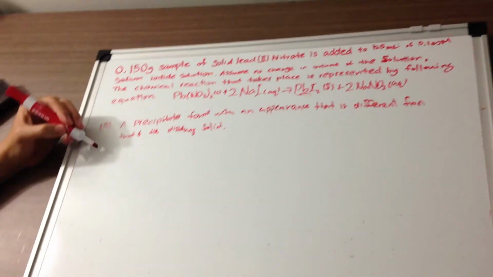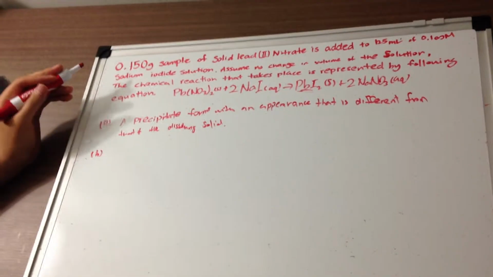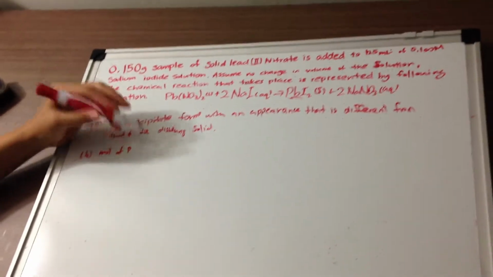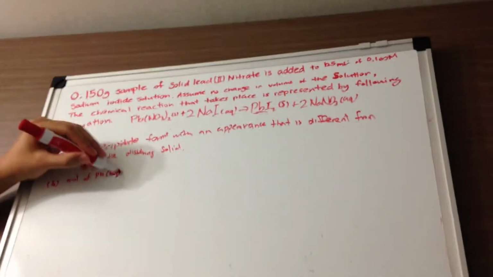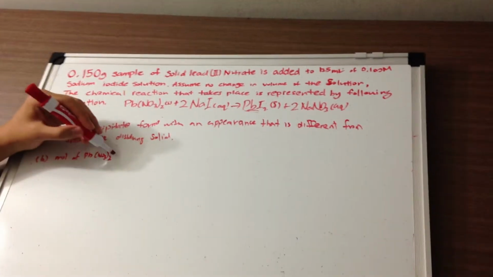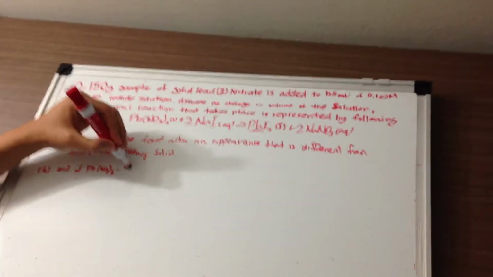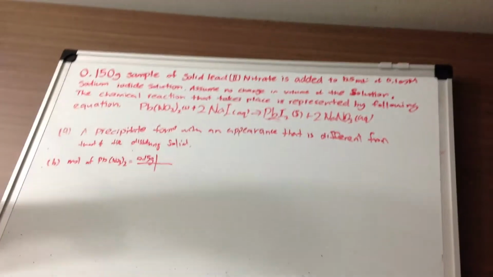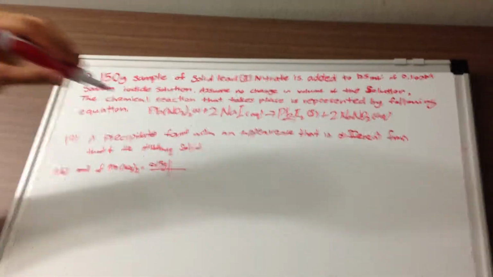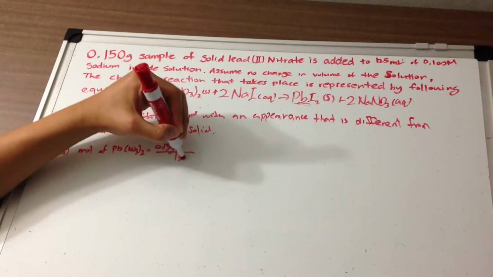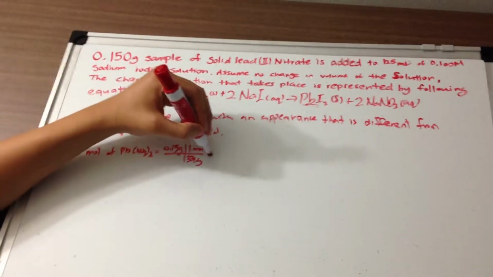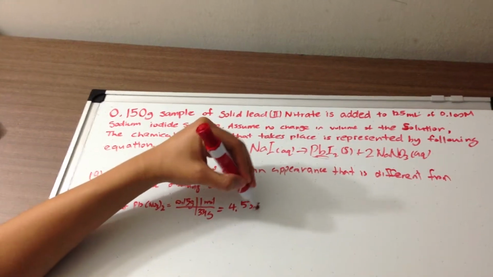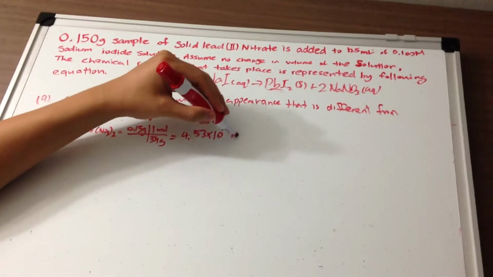Moving on to question B. It says calculate the number of moles of each reactant. So moles of Pb(NO3)2: you use stoichiometry, 0.15 gram of Pb(NO3)2 divided by the molar mass of Pb(NO3)2, which is about 331 grams per mole. So it will result in 4.53 times 10 to the negative 4 mole.